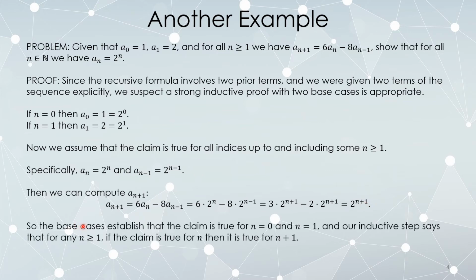So the base cases establish the claim is true for the first 2 indices, 0 and 1. Our inductive step says, if it's true for all indices up to n, it must be true for index n plus 1. That concludes the proof by strong induction. Since it's true for everything up to index 1, it must be true including index 2. Since it's now true for everything up to index 2, it must be true for index 3, and so forth and so forth.